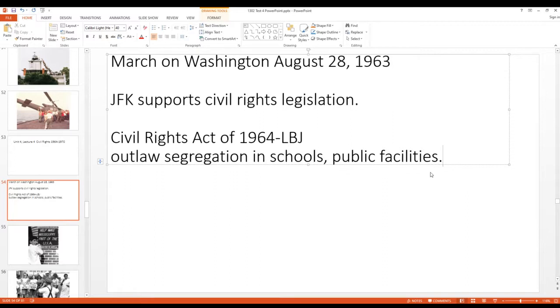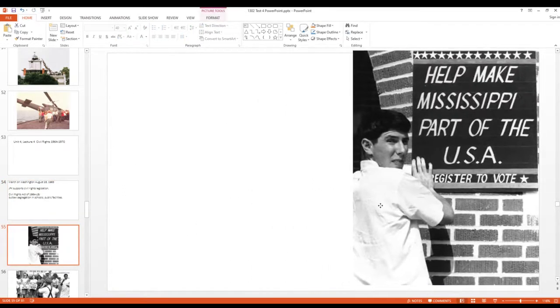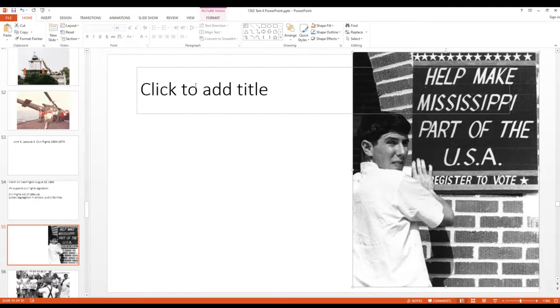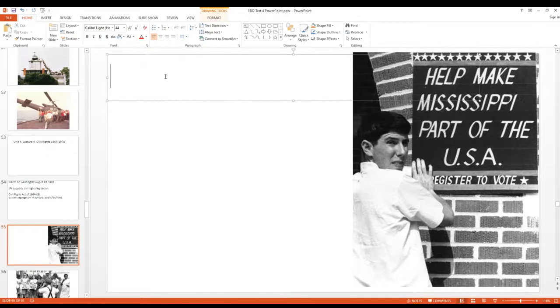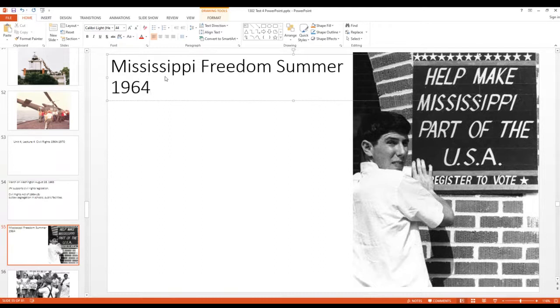What it doesn't touch, though, are problems with voting. Voting was one of the places where there were still grandfather laws, literacy tests, et cetera, et cetera. In order to point out that we needed voting laws at the national level, many of the younger members of civil rights organizations decided to demonstrate the need for voting rights legislation by descending on Mississippi. And this is called Mississippi Freedom Summer in 1964.